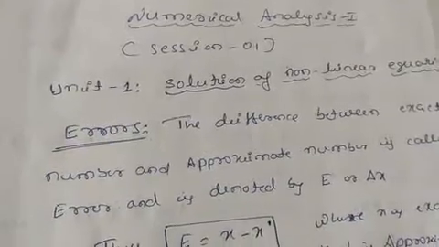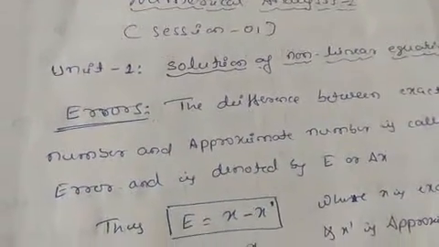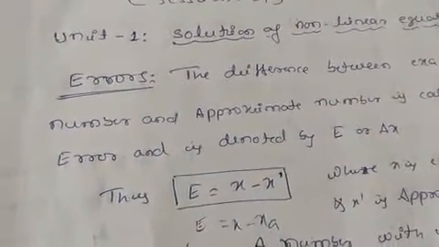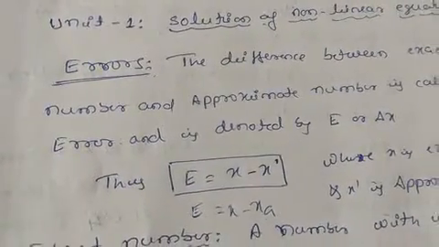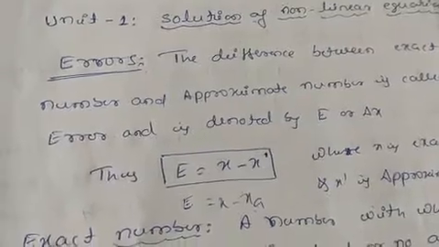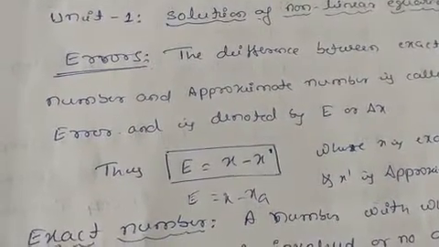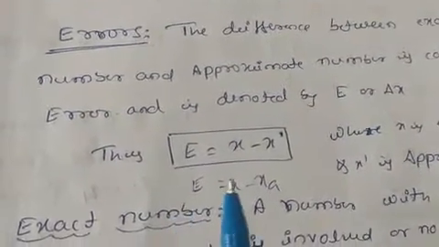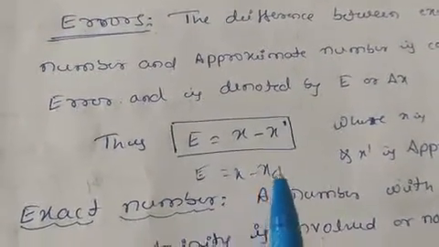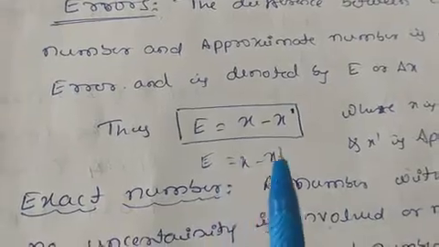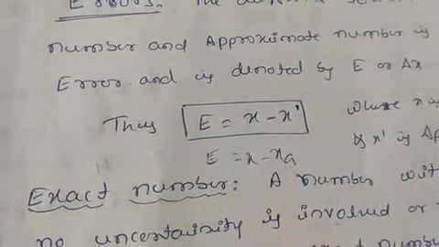Let us start with unit 1, that is solution of nonlinear equations. In this, the first topic is errors. Let us take the definition of an error. Error is the difference between exact number and approximate number. Suppose x is the exact number and x dash or xa is the approximate number, then the error is equal to x minus xa or x minus x dash.